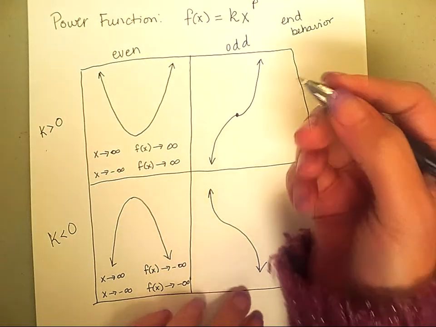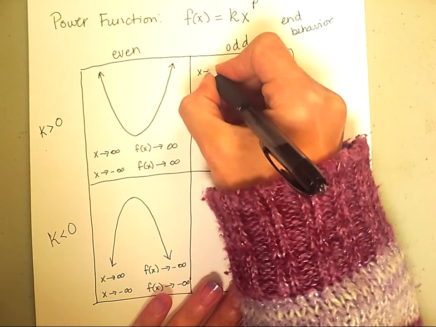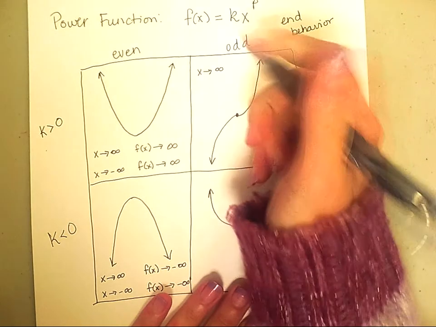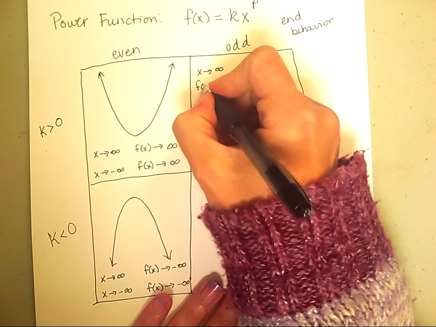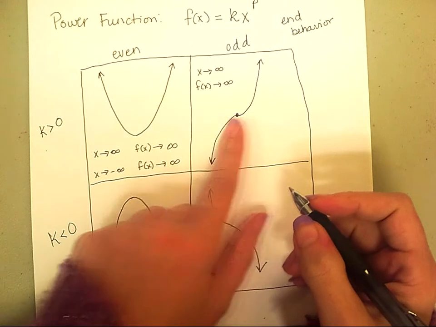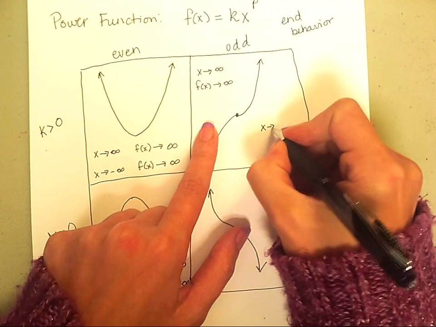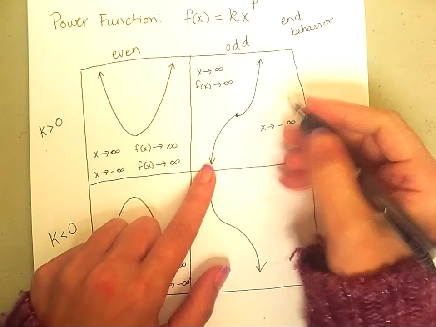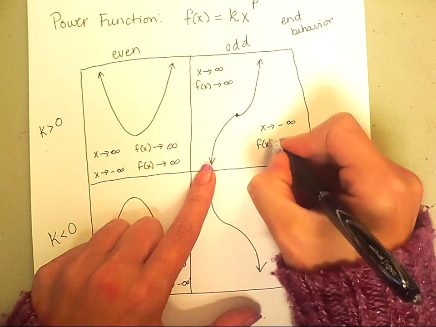Now, if it's odd, things happen differently. As x goes to positive infinity, the function takes off to positive infinity as well. But if you're looking at what happens when x goes to negative infinity, the function is taking off then to negative infinity.